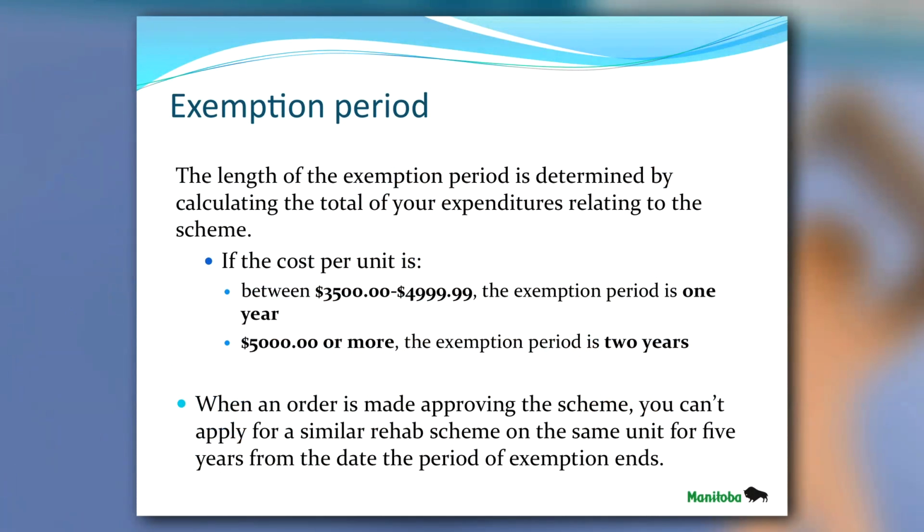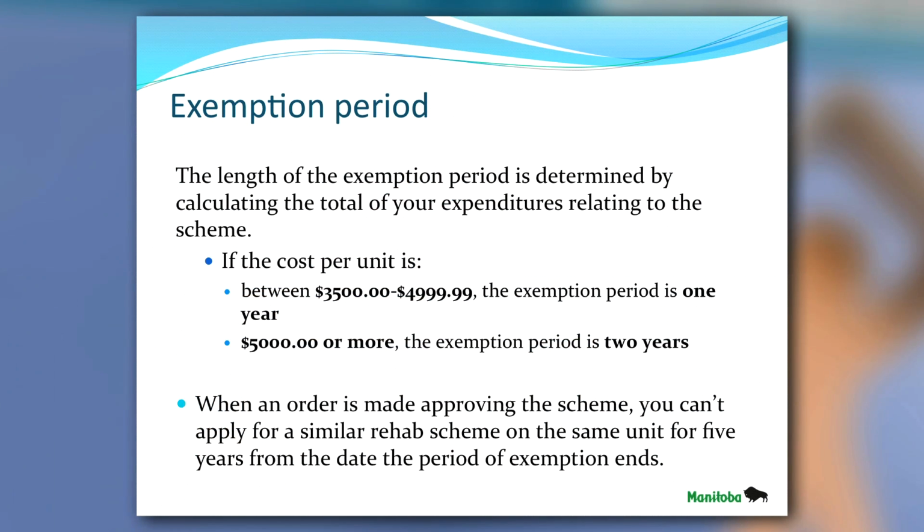The exemption period for unit-specific rehab is determined by calculating the total of your expenditures relating to that scheme. So if the cost per unit is between $3,500 and $4,999.99, you get a 1-year exemption. If you have spent $5,000 or more on that unit, the exemption is 2 years.